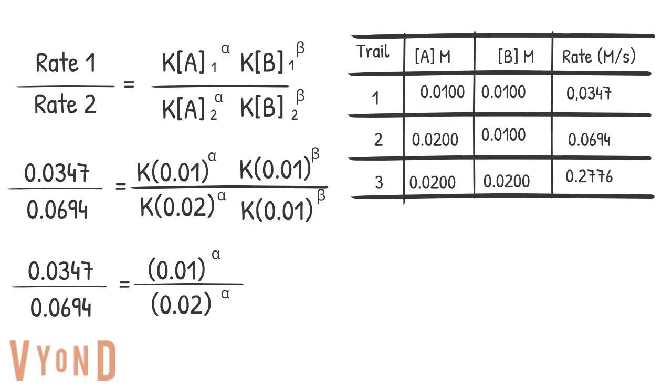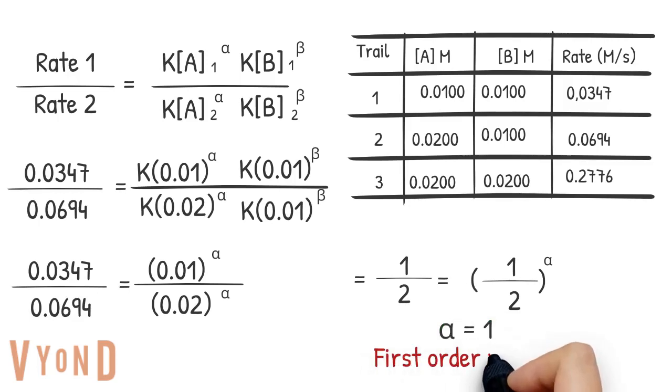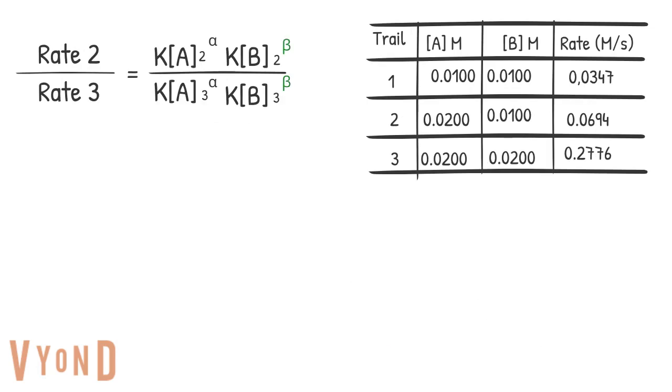Next, we can cancel out like terms, so the K cancels and the concentration of reactant A in both the trials cancels out too. When we divide the left side, we get half, and when we divide 0.01 by 0.02, we get half to the power alpha. And since half to the power 1 equals half, then alpha equals 1, which means it's a first order reaction. Now, let's solve for beta.